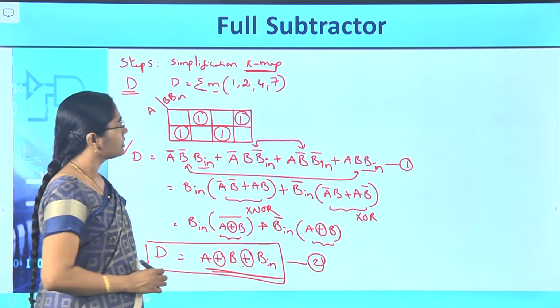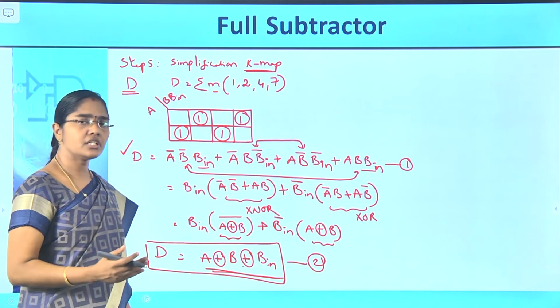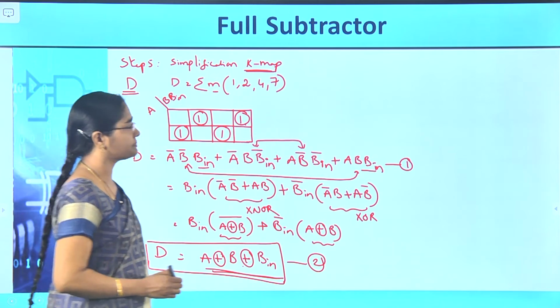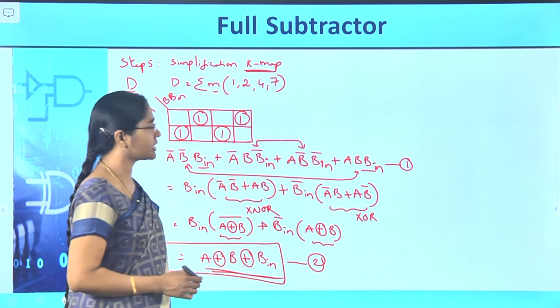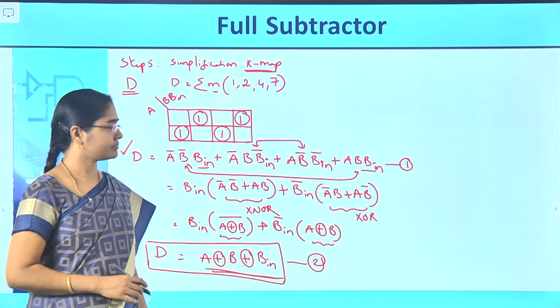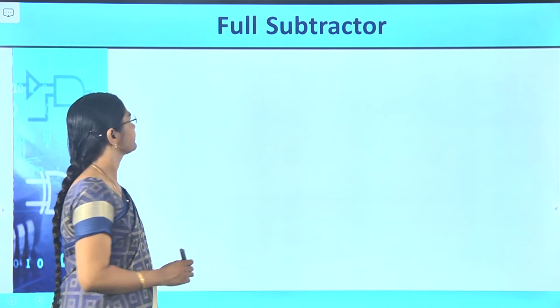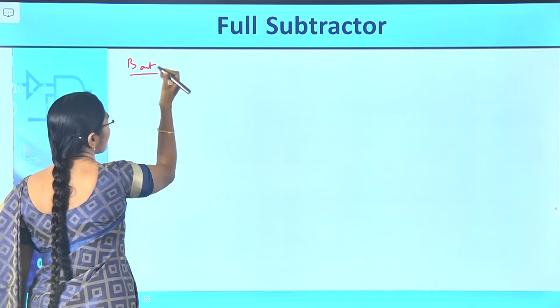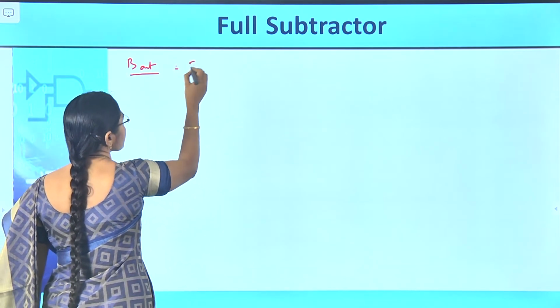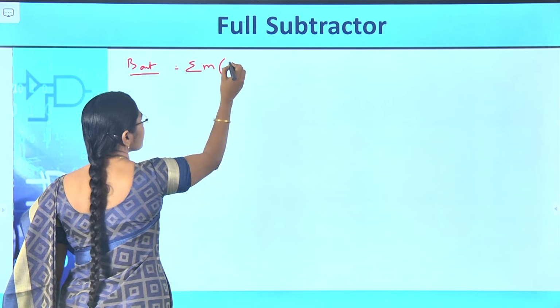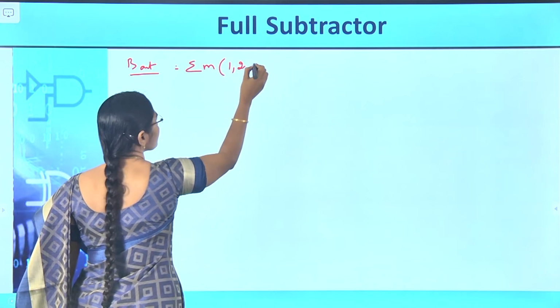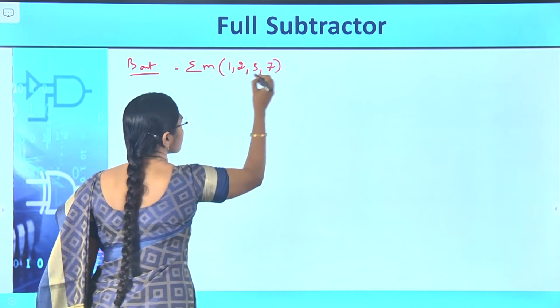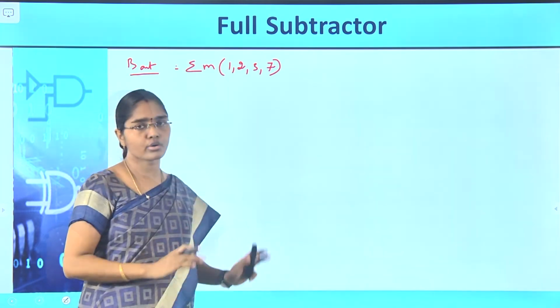Next, let us simplify the borrow out expression also. Simplification for borrow out. What is the borrow out expression? Sigma m of 1, 2, 3 and 7. These are the minterms existing in borrow out.